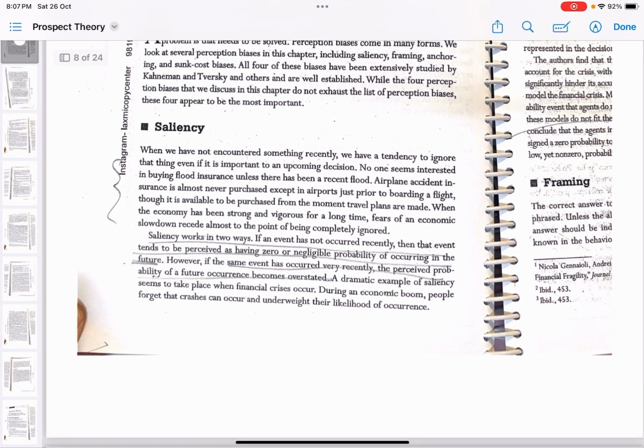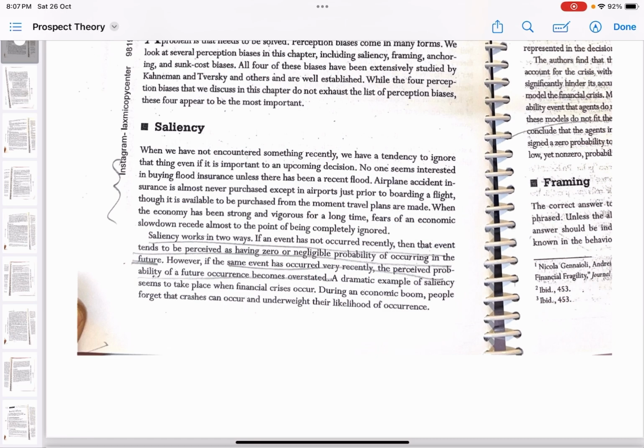So the first perception bias is saliency. Let's talk about what saliency is. When we have not encountered something recently, we have a tendency to ignore that thing even if it is important to an upcoming decision. No one seems interested in buying flood insurance unless there has been a recent flood, right? So why will I even think of buying flood insurance? But when a flood really happens, that's when it comes to my mind that flood insurance is an important thing. Until and unless something really happens, it doesn't seem very important to us. And that is what saliency talks about.